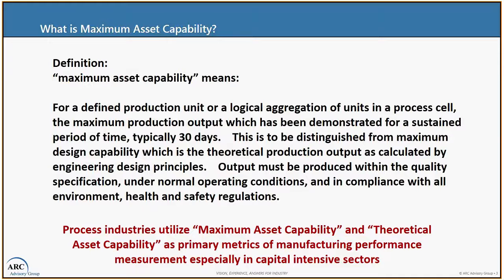I want to introduce a definition to you of maximum asset capability. This is in terms of production assets. For a defined production unit or a logical aggregation of units in a process cell, the maximum production output which has been demonstrated for a sustained period of time, for example 30 days. This is to be distinguished from the maximum design capability, which is the theoretical production output as calculated by engineering design principles. Output must be produced within the quality specifications under normal operating conditions and in compliance with all environmental health and safety regulations.